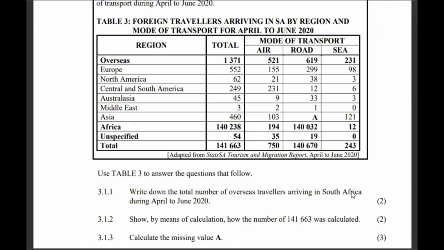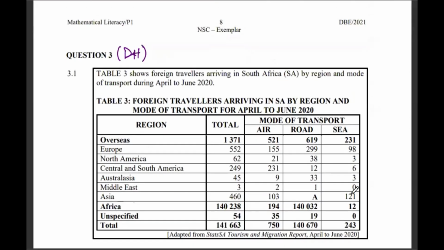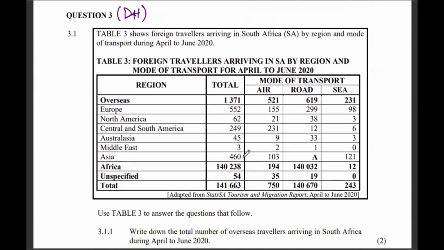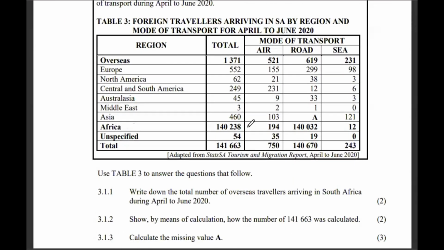All right. Question number 3. It's about data handling. It's about travelers who entered South Africa from April to June 2020. They're telling us to write down the total number of overseas travelers arriving in South Africa during April to June. Now, when we see here, we have this dark side here.